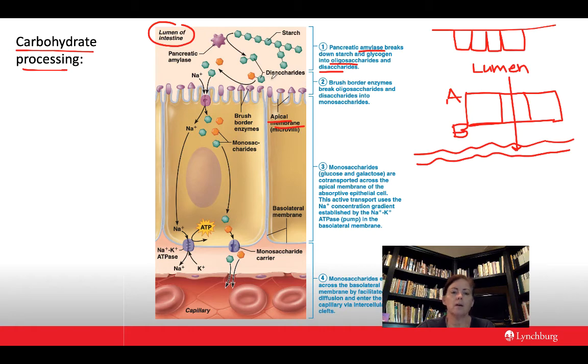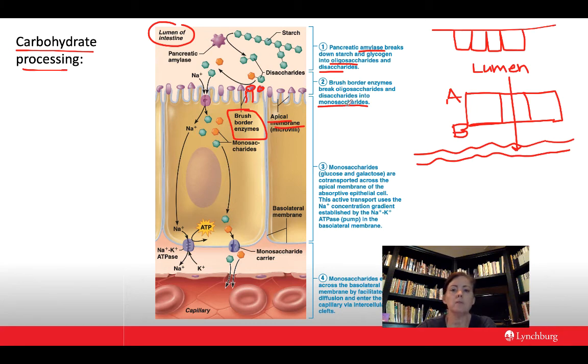Those are going to come into contact with brush border enzymes. And so these are going to be located on the villi or microvilli within the walls of the intestines. And remember, they're membrane bound. So those enzymes are basically just hanging out there, and they're going to end up breaking them down into monosaccharides. So we're breaking them down into smaller pieces that our body can use.